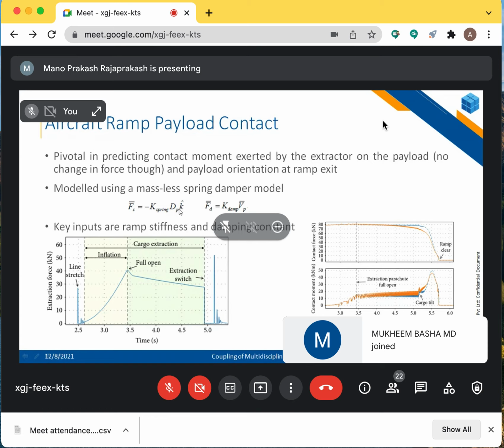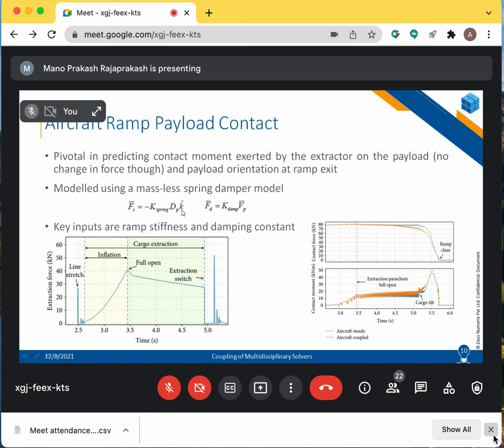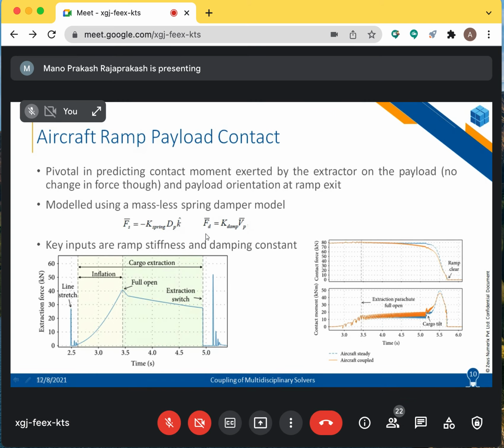And here this is the damper model. When a node penetrates, there is going to be some force in the opposite direction of the penetration, which is why you see a negative sign here and you don't see a negative sign in the damper model.